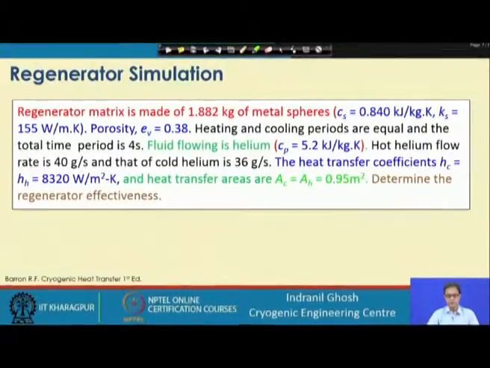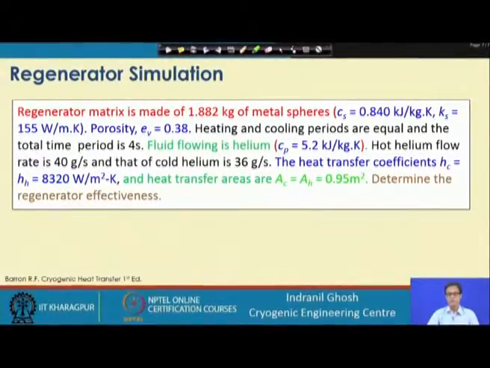The fluid flowing through this system is helium. Its Cp is also given, and the hot helium flow rate is 40 gram per second, whereas the cold helium flow is slightly less than that, at 36 gram per second. The heat transfer coefficients we need not calculate, they have already been specified.